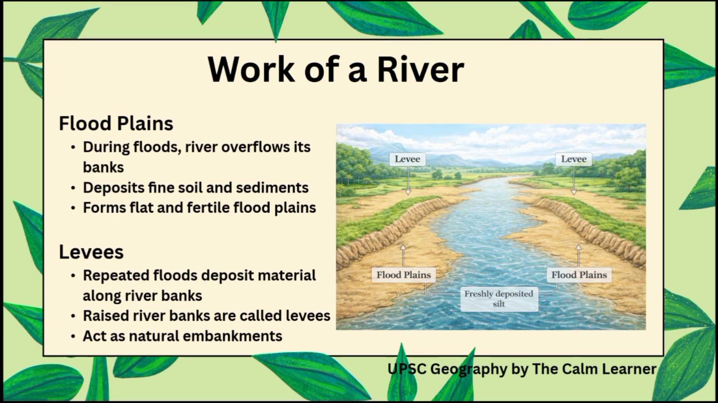Let us now look at levees. During repeated floods, more material gets deposited along the edges of river banks. This leads to the formation of raised river banks, which are called levees. So, levees act as natural embankments and help in controlling floods to some extent. So, floodplains and levees are important depositional landforms formed in the lower course of a river.